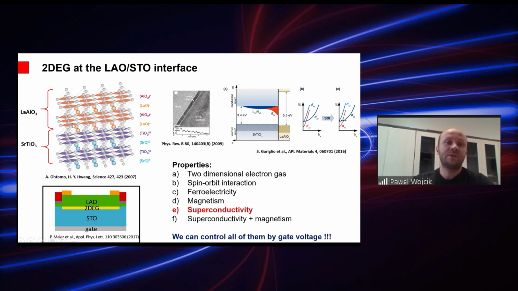We know from the literature that this two-dimensional electron gas is characterized by very interesting properties. Inter alia, it is characterized by huge spin-orbit interaction. We can observe ferroelectricity, magnetism, superconductivity, and also the coexistence of superconductivity and magnetism. Moreover, we can control all of them by the gate voltage, which controls the electron concentration in this two-dimensional electron gas. In this presentation, I'm going to talk about superconductivity.